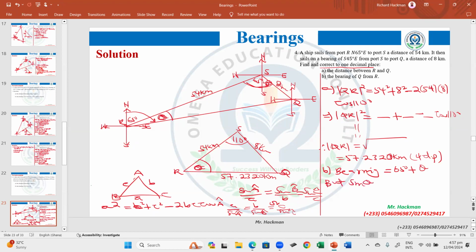Sine of the angle theta over the side opposite the angle theta, which is 8, should be equal to... I have to use a known angle and a known side. Other than that, I will get two unknowns. So it will be equal to sine of the known angle 110 over the length of what we have there, which is 57.2320. Is my point well made?